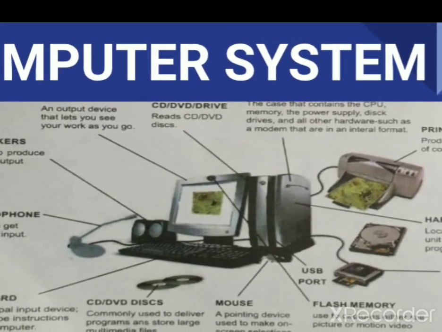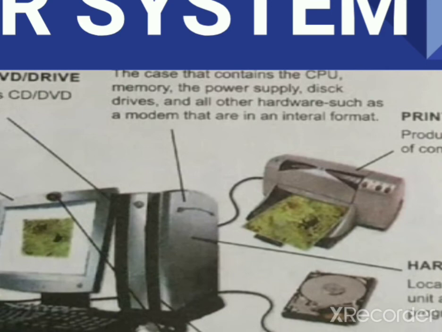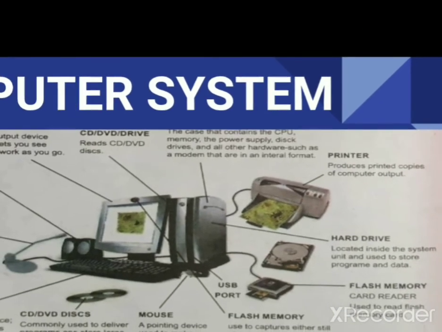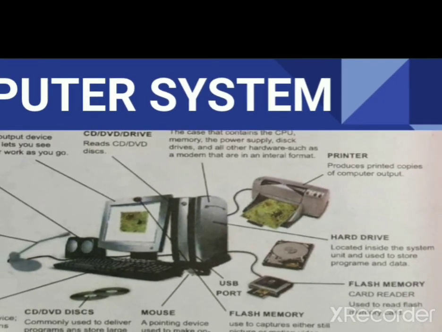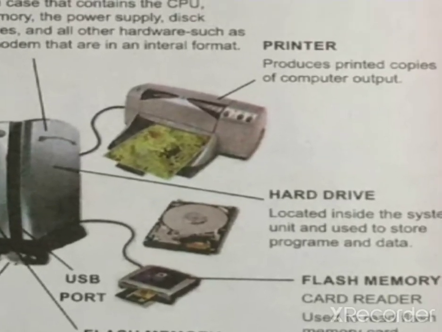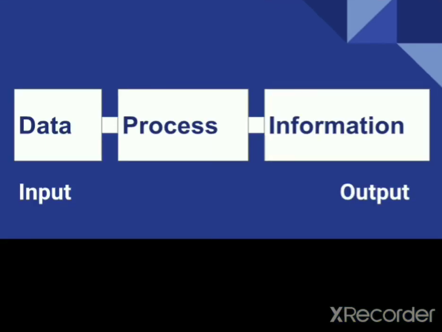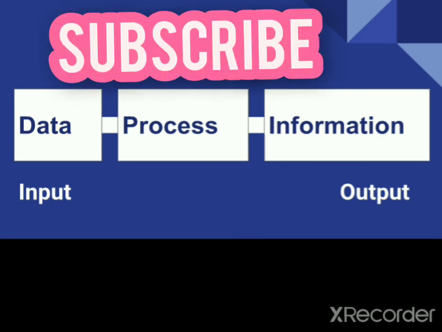So this is a typical computer. A computer is nothing but all these devices: monitor, then CPU, printer, hard disk for storing, then memory, then mouse, keyboard, and the CPU that is inside. And this is a typical flow chart of a computer, that is the flow of information.